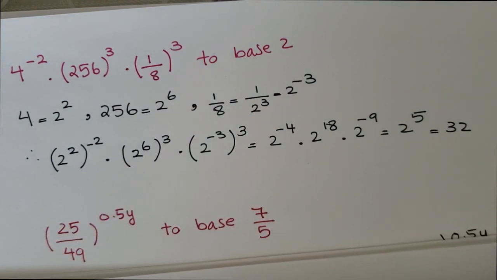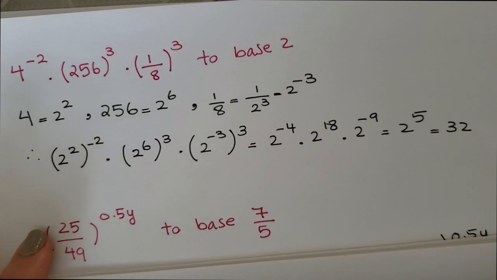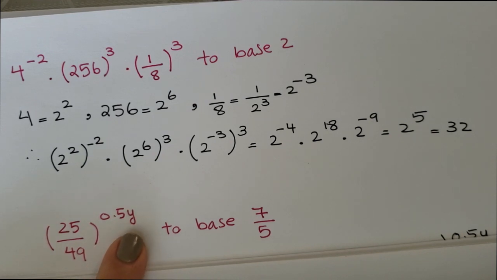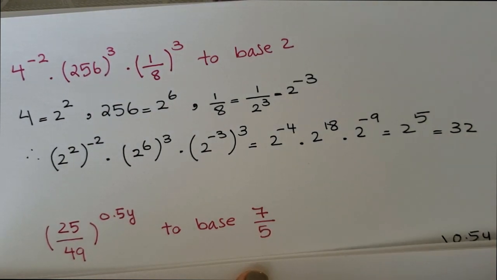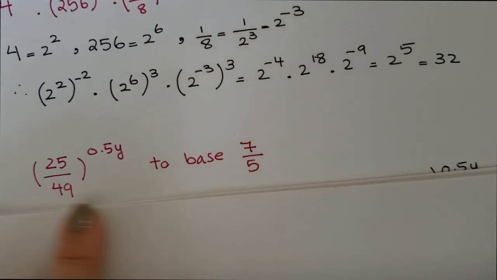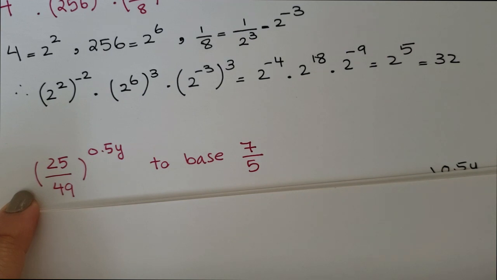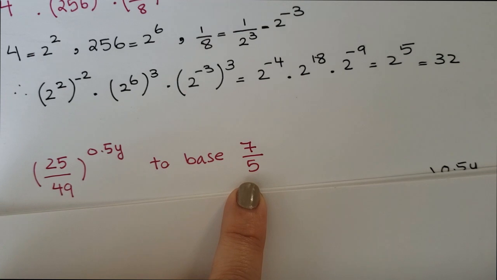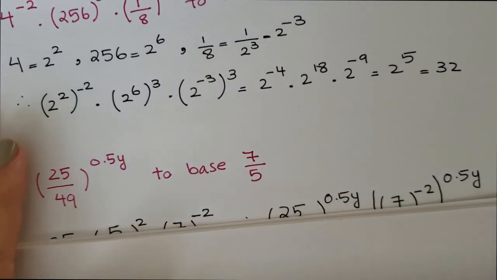Now let's do another one. This is 25 over 49. So the base is a fraction, and then the exponent is a combination of constant and a variable. And I want you to change the base to 7 over 5. Okay, so this one is also a little bit tricky because here, first of all, the original base is a fraction, and then they're asking you to change the base to another fraction. So let's see what we can do together.